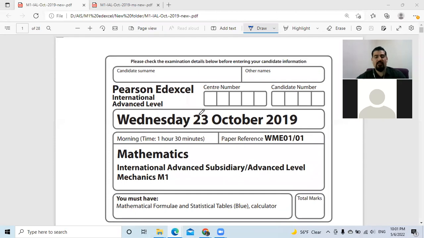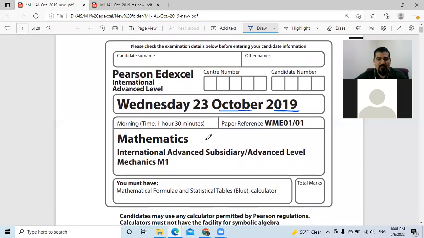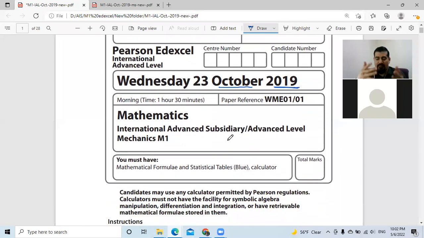Today we're going to answer M1 Edexcel, October/November 2019, according to the new syllabus. As you know, we usually have 7-8 questions: momentum, pulleys, vectors, 1 or 2 questions on inclined planes, and a question about graphs. Usually these questions start with warming up questions.